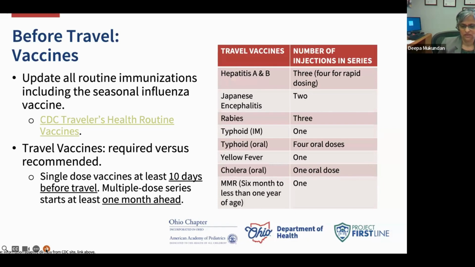When it comes to vaccines, definitely the easiest thing to do is to update all your routine immunizations. And for the seasonal influenza vaccine, depending on if you're going to the Southern Hemisphere and you're traveling in the summer in the Northern Hemisphere, then you definitely need to take your influenza vaccine.